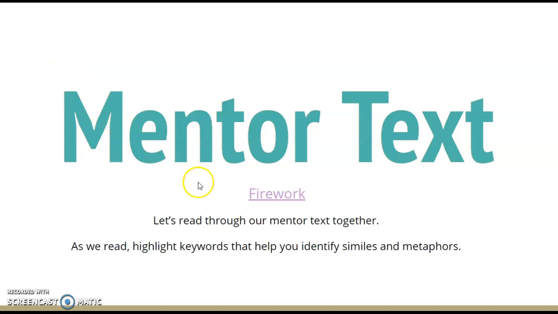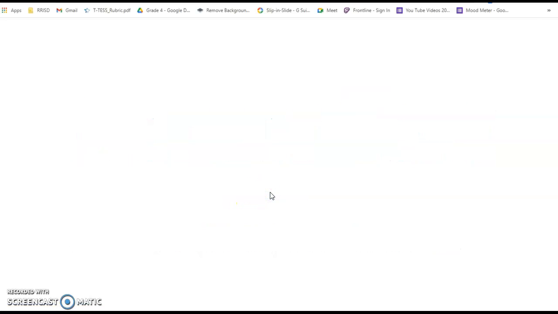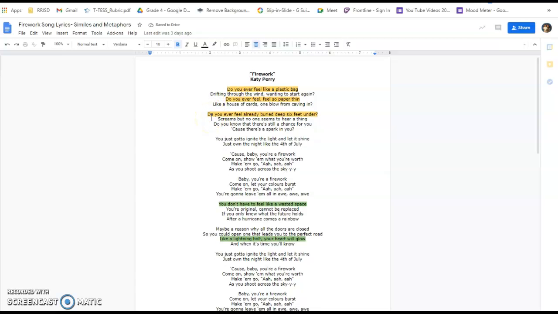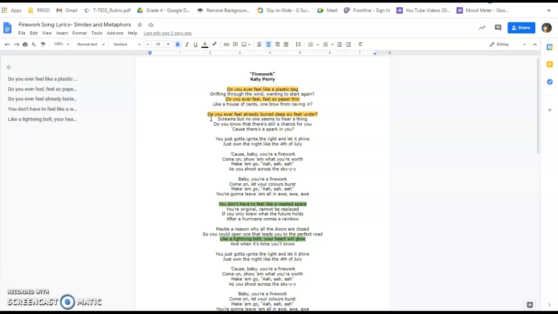So I'm going to publish this mentor text, and what you're going to do, you're going to read through and highlight words that can help you identify similes and metaphors. I have highlighted a couple examples here. So do you ever feel like a plastic bag? Like, right, is a simile. Feel so paper thin. You can't really be as thin as a paper, right? So that is a metaphor.